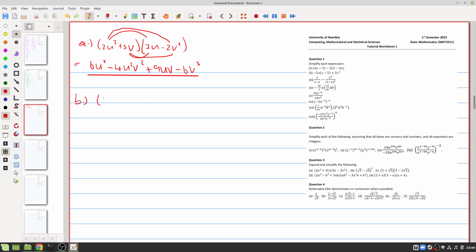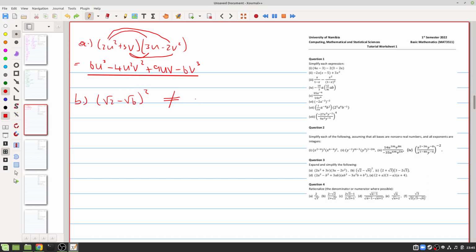Question B. Here we have square root of 2 minus square root of 6, squared. Okay, so let's do this the long way, because let me just show you what some people do here, which is wrong. A very common mistake. So this is not equal to that. You can't just take this square inside. So you cannot just do that.